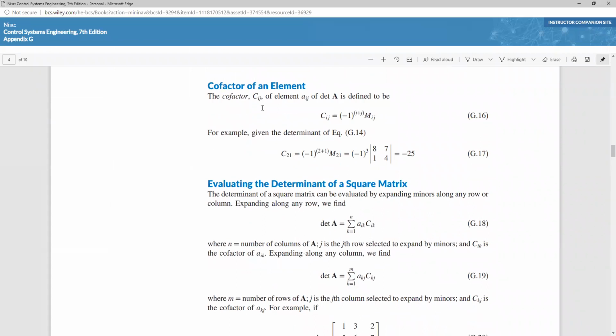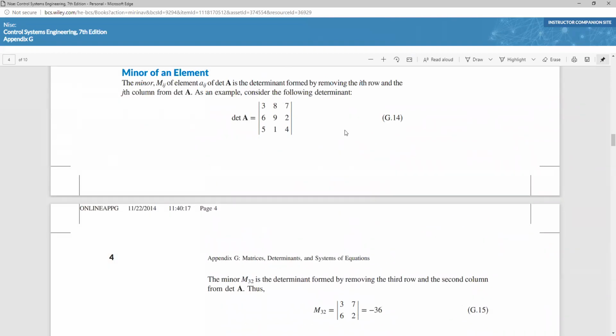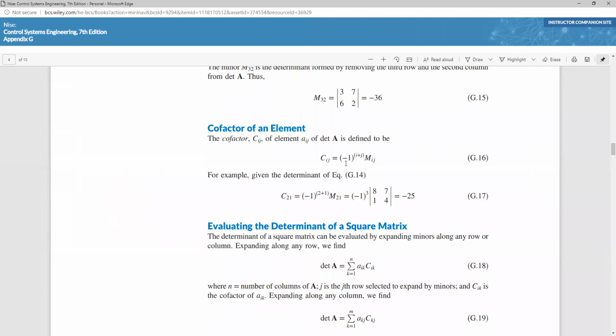Now, cofactor of an element. What is the cofactor? Cofactor Cij of element Aij of determinant A is defined by this one. For example, given the determinant of equation G14, let's say that is the determinant matrix. Now, what would be the cofactor of this?